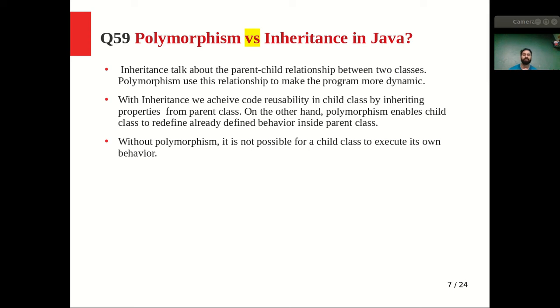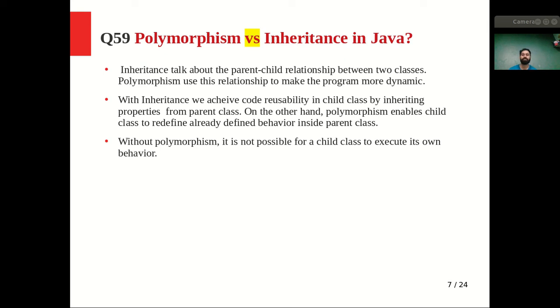What does this mean? Let's say we have some method in a parent class, and we extend that class into a subclass, right? Inside the subclass, I want a new implementation of that particular method which is already there in the parent class. How can we achieve this? We can achieve this by polymorphism. Here we are using the method overriding concept, right? So basically inheritance is for code reusability, and polymorphism is for redefining the already defined behavior or method inside a parent class.